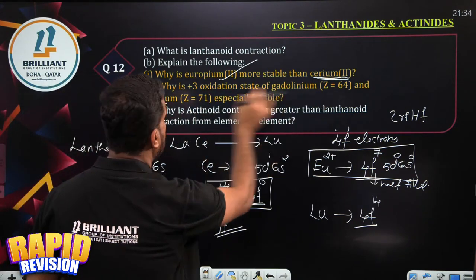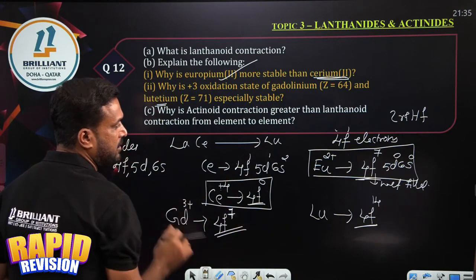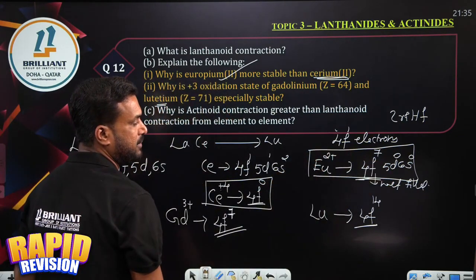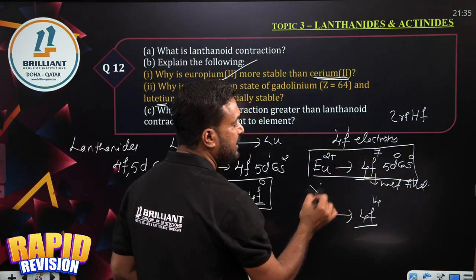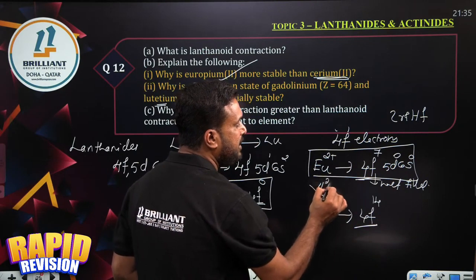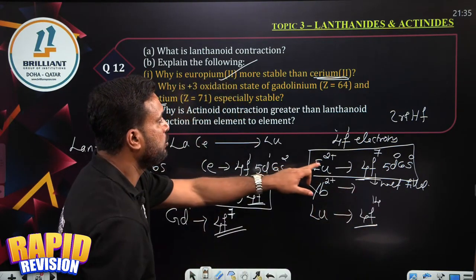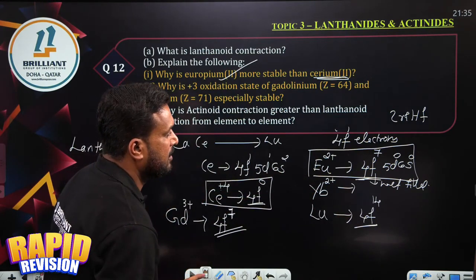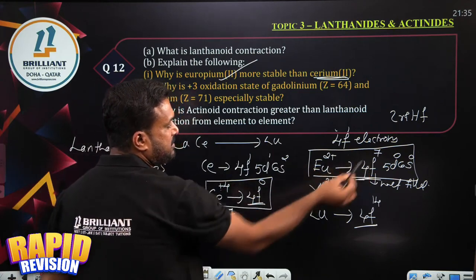3 plus has 4f7, half filled f subshell. Europium 2 plus has half filled f subshell. Keep in mind. Okay, ytterbium is there. That also in some case they asked. Ytterbium, Yb 2 plus, also has that half filled. Either europium, ytterbium, cerium or terbium they will ask. Okay, so this europium has half filled 4f subshell.